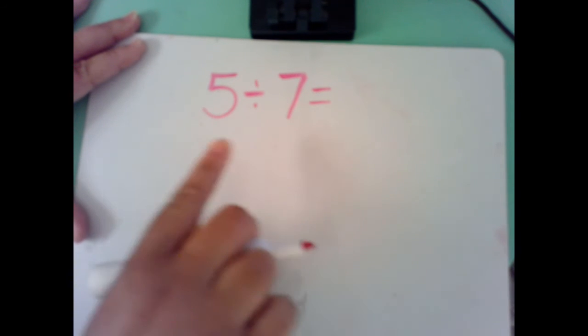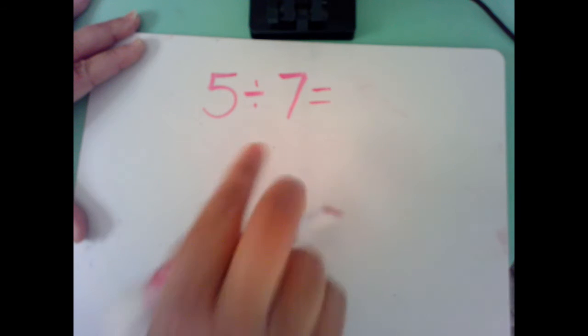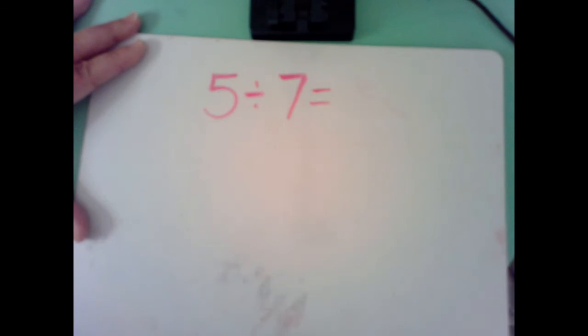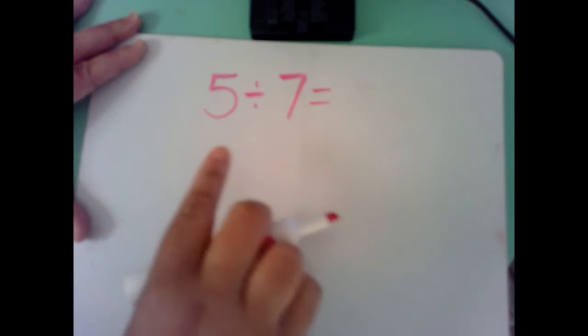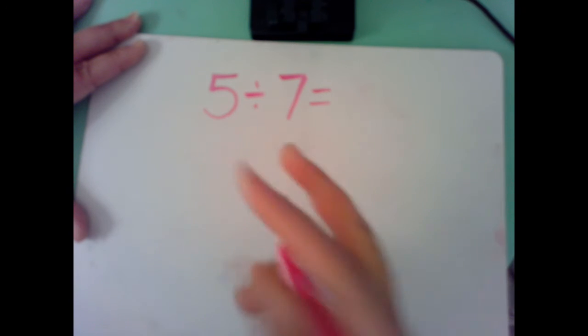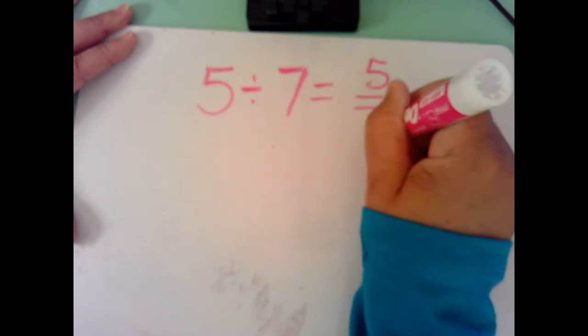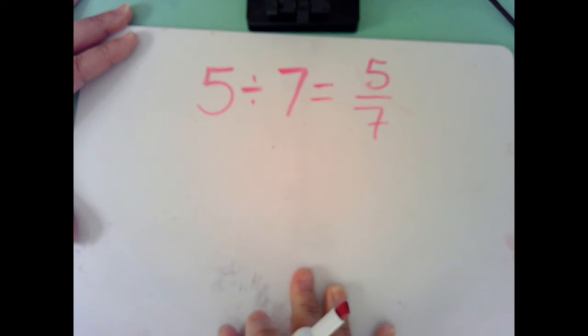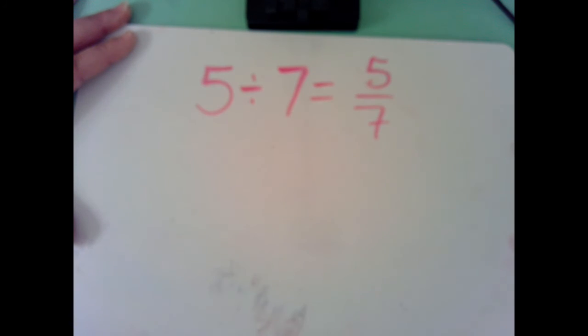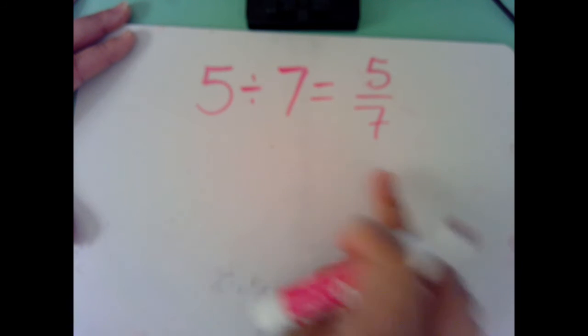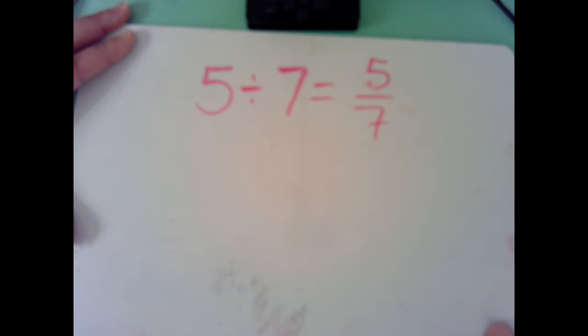Okay, so when you do 5 divided by 7, we're not going to actually try to do all the math. We're just going to say, 5 divided by 7 as a fraction is 5/7. Okay, so that means that when 7 puppies share a 5-pound bag of dog food, each puppy gets 5/7 of the bag of dog food.